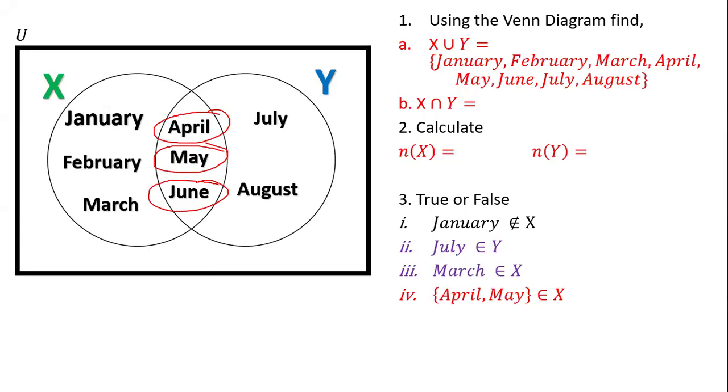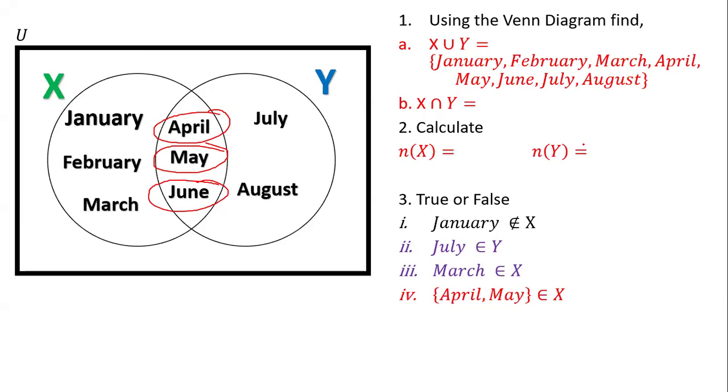Jed Monroe? Yes, I understand. So what is the intersection, Jed? The intersection is April, May, and June. Okay, and by definition, what is the intersection? The ones that are in the middle of both circles. Very good. The ones that are in the middle of both circles.